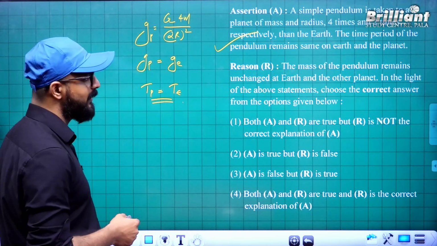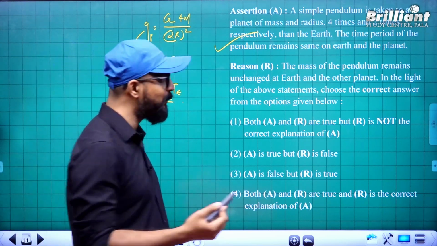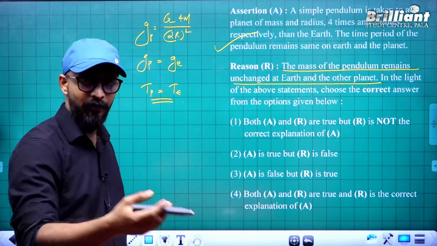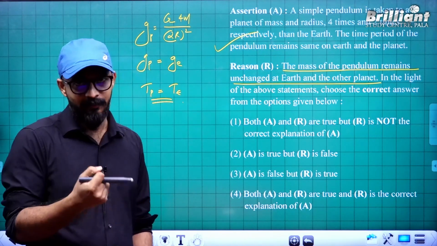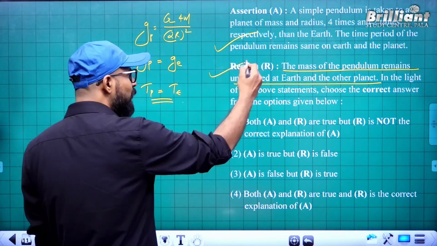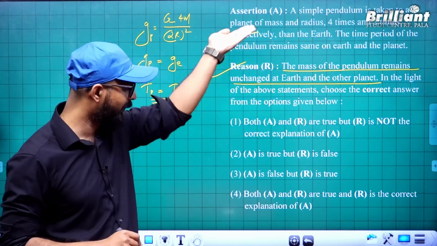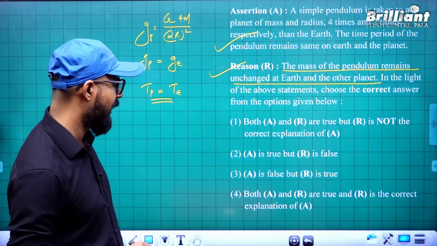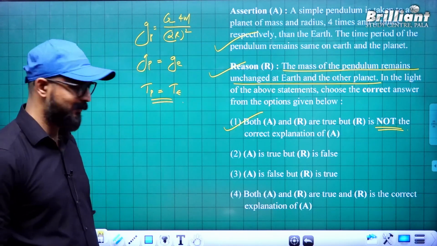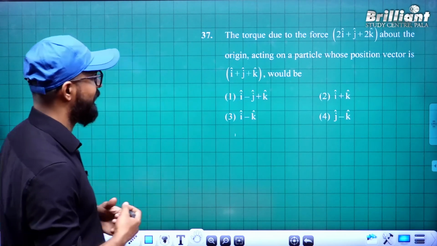Mass of the pendulum remains unchanged at Earth and the other planet. Yes, the mass of the pendulum does not change whether it is on the Earth or the planet. What will change? Gravity value will change. That means the weight will change. Clear? So mass doesn't change. This statement is also correct. But again, that is not the correct reasoning over here. Clear? So that means we can say the answer is option 1. Not the correct explanation. The correct explanation would have been if the weight changes. Clear? If they mentioned the weight changes.